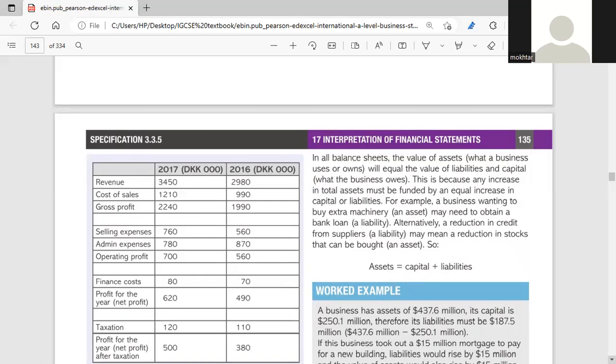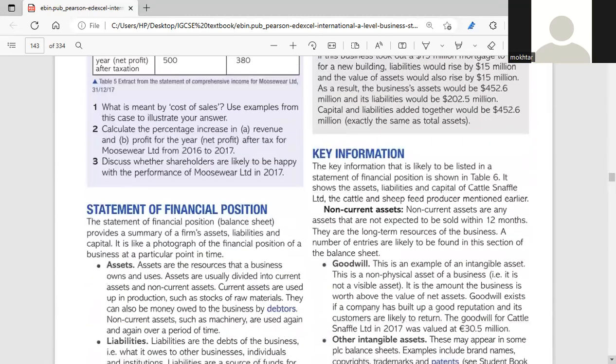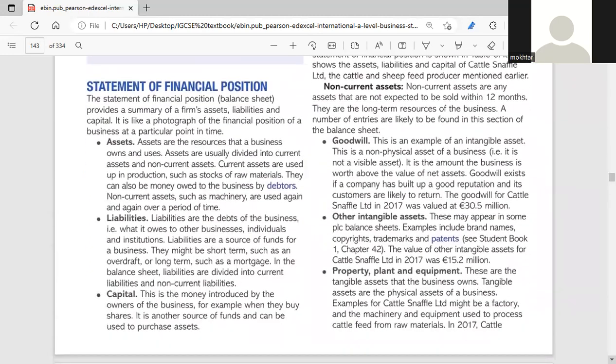No. All right. Then we go down to the statement of financial position. What? Okay, go ahead. All right.